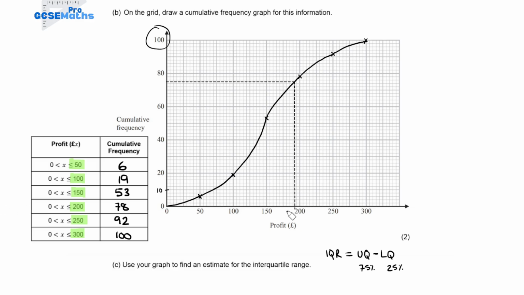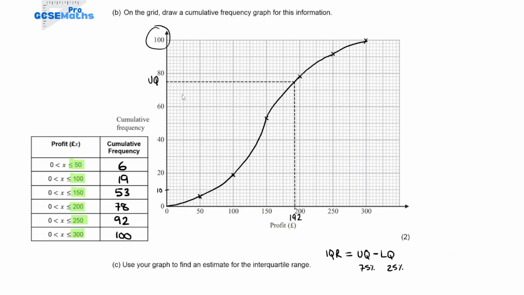So again, be careful of that scale. I think every 2 squares is 10, so that's 160, 170, 180, 190, 192 maybe. You might get, again, something slightly different because obviously everyone's curve will be slightly different. So that's for the upper quartile. I'm going to say about 192. That's probably a bit too specific, but we'll go with that.